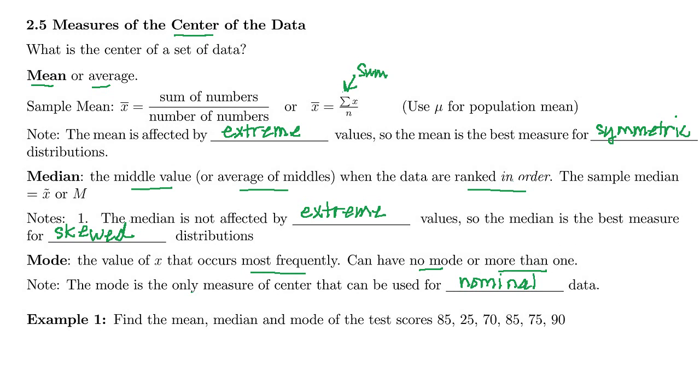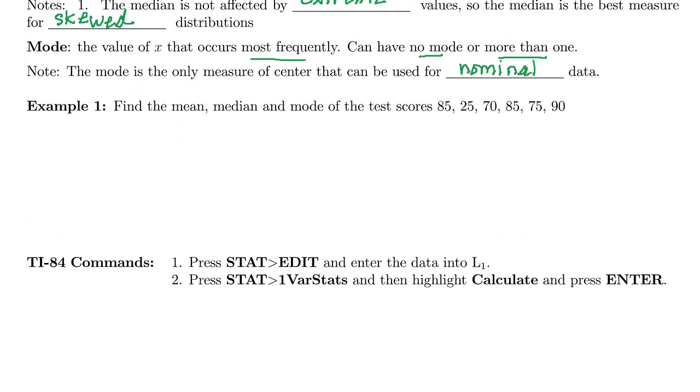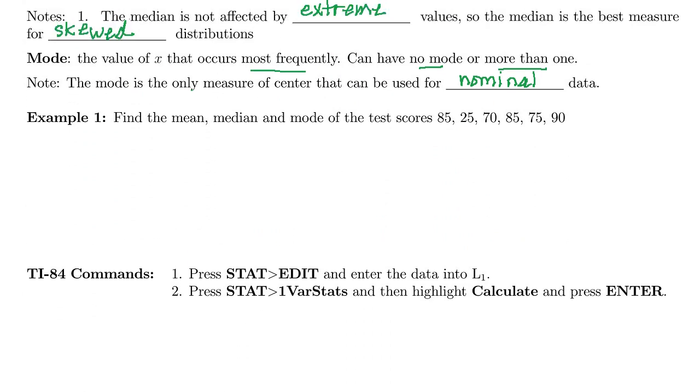So let's put this into action here with an example. We want to find the mean, median, and mode of the test scores 85, 25, 70, 85, 75, 90. Since we're going to be finding the median, let's reorder this data. So 25, 70, 75, 85, 85, and 90.